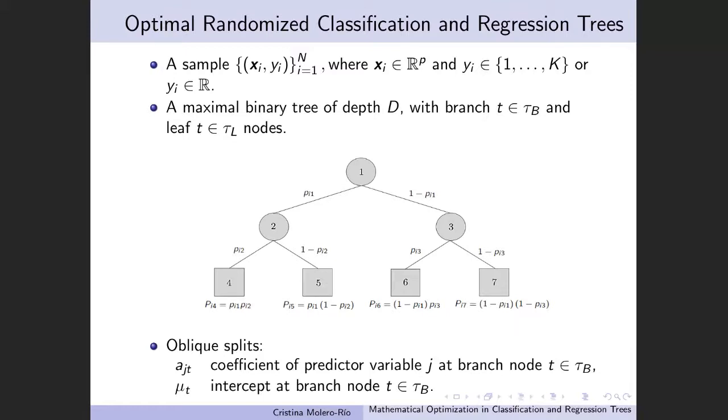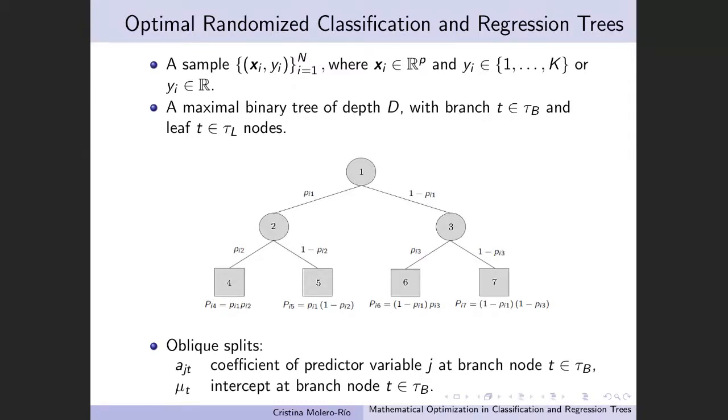Here, prediction is randomized. At each branch node, we will have, for each individual i, a probability of going down the left branch node and a probability of going down the right one. So in the end, each leaf node won't contain a subset of individuals as before, but all the individuals with a certain probability. And then the prediction made at each leaf node will be found by optimizing the two criteria that we have previously defined.